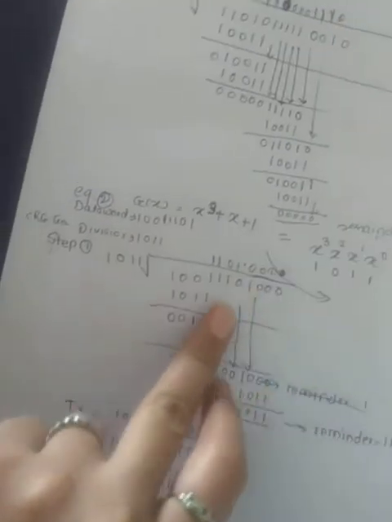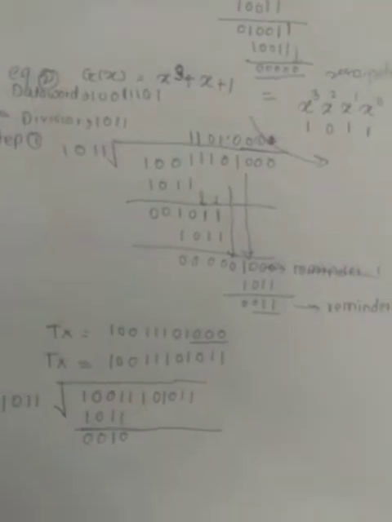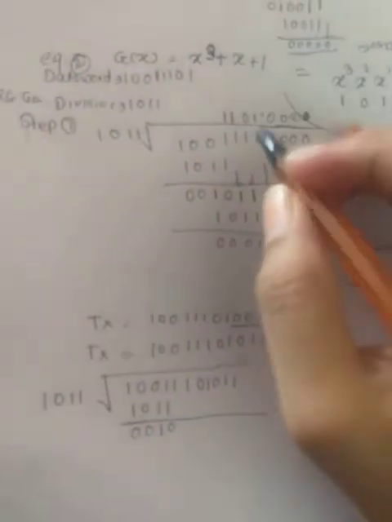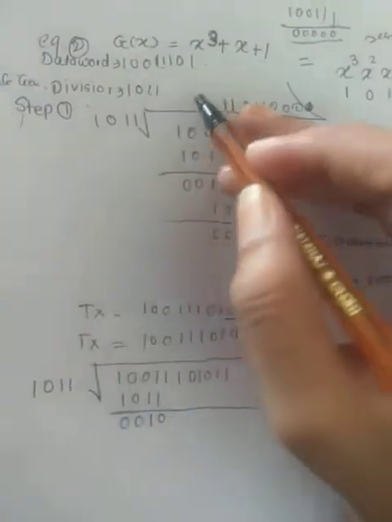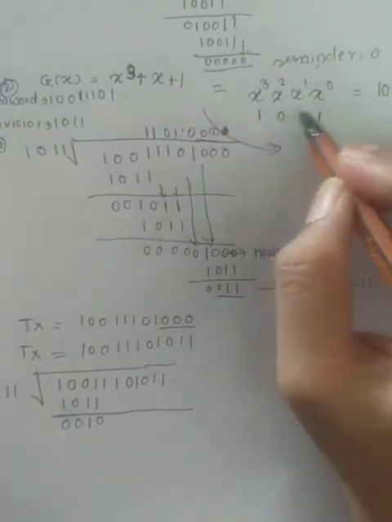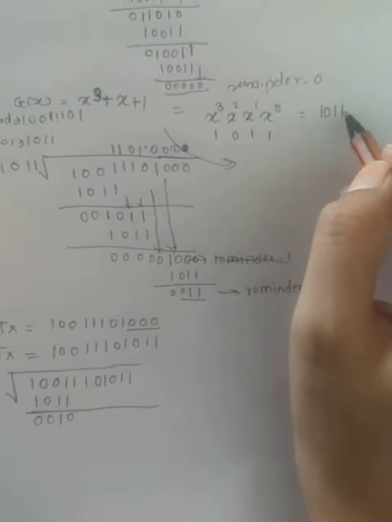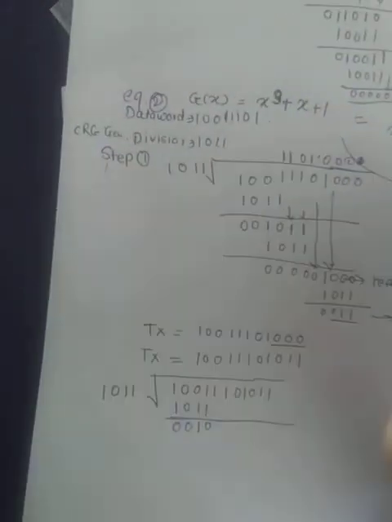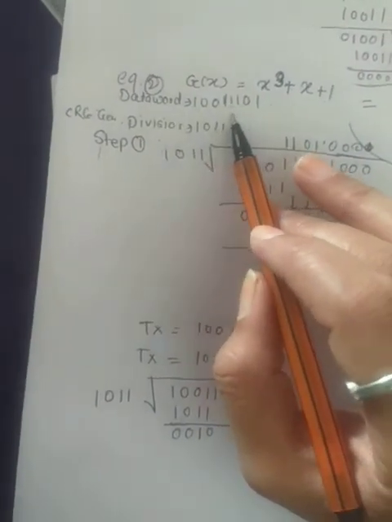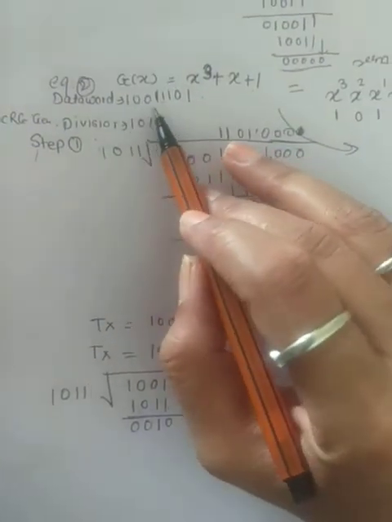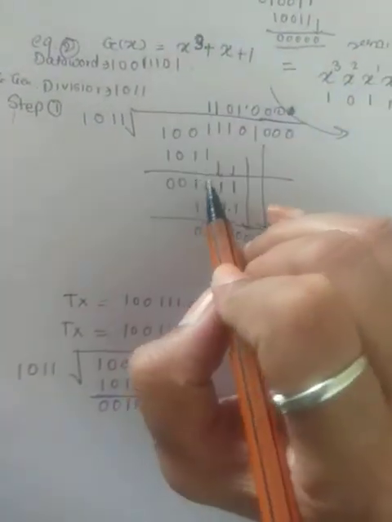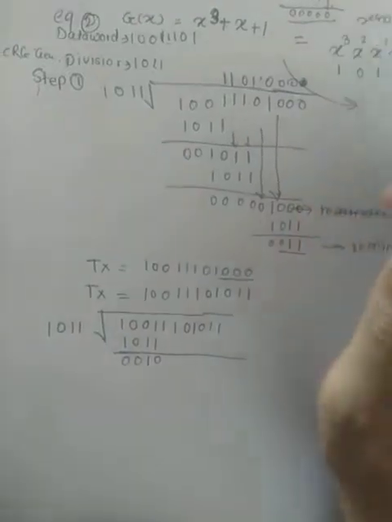So consider the second example. In the second example, we take the generator polynomial equation x^3 + x + 1. From that we get a divisor, that is 1011. By using that process that we already saw, 1011. And here the data word that is transmitted by the sender is 100111101. So we have to perform the XOR operation here.